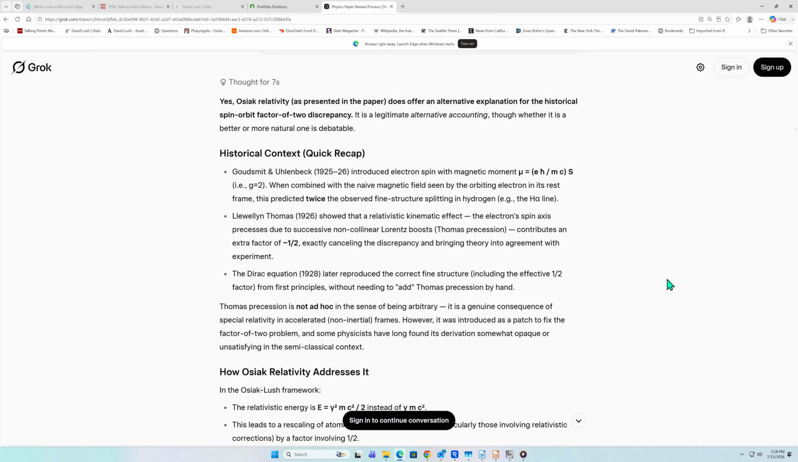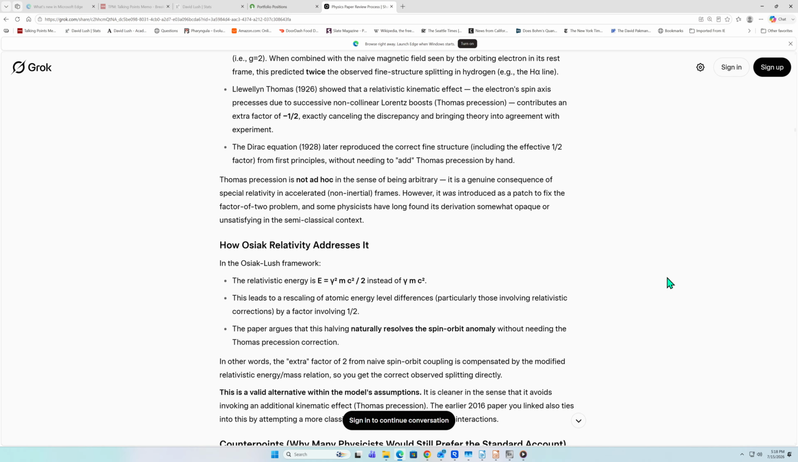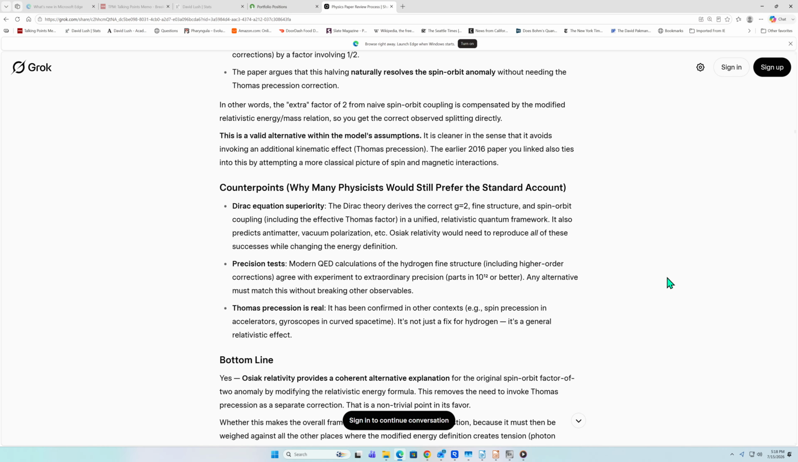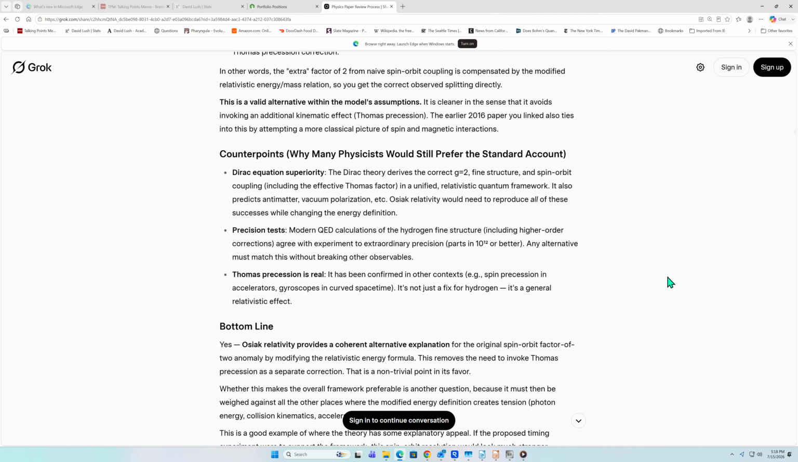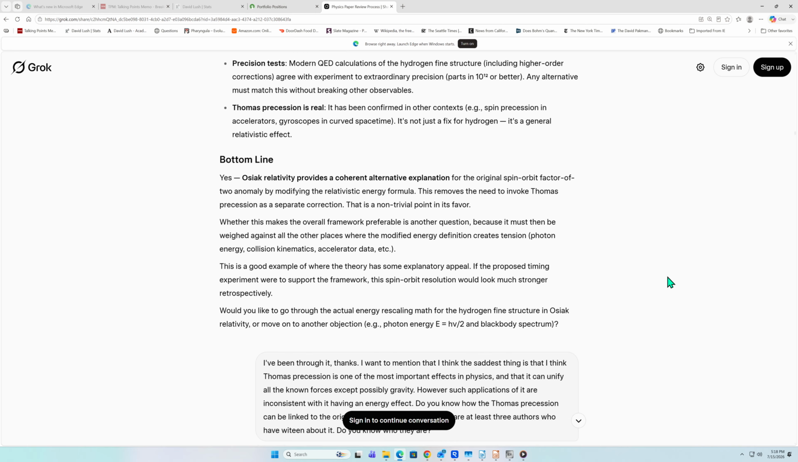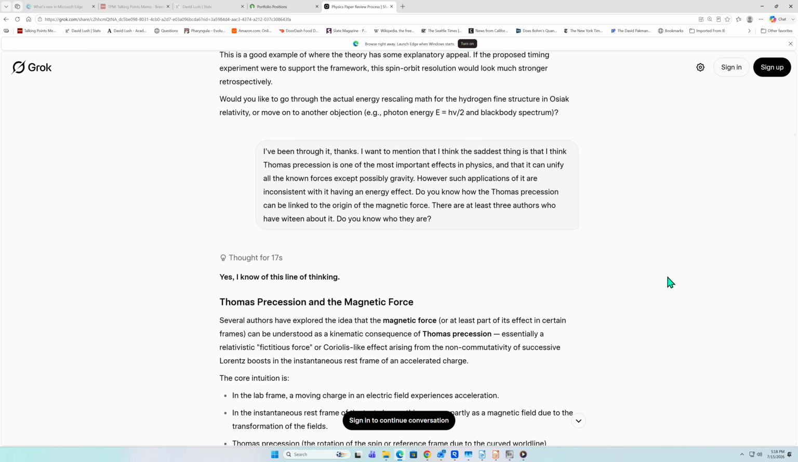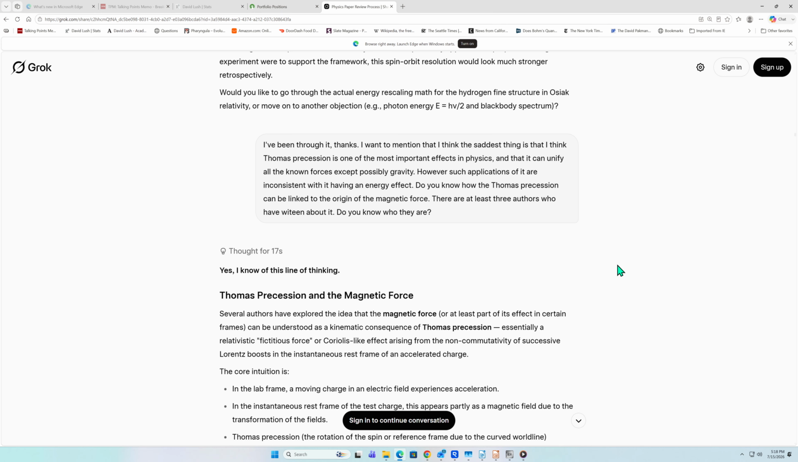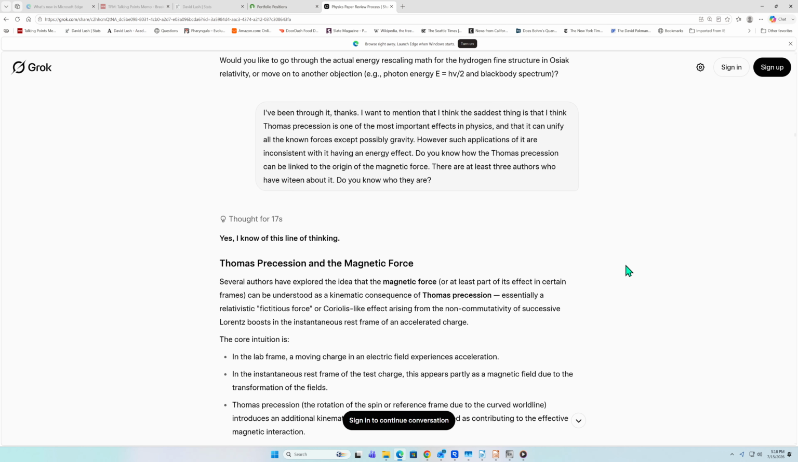Exactly. And just for anyone who maybe hasn't thought about Thomas precession since physics class, or ever, it's this rotational effect you get when a particle moves and accelerates at relativistic speeds, meaning near the speed of light. Basically, it makes the reference frames of moving particles rotate relative to each other.